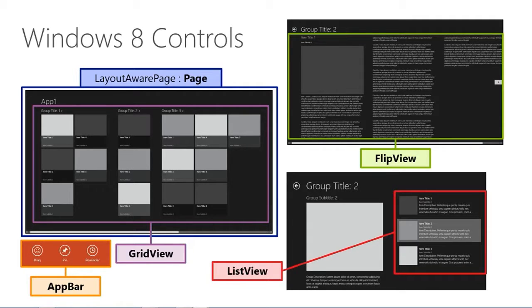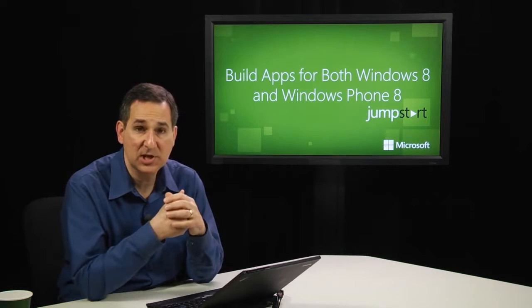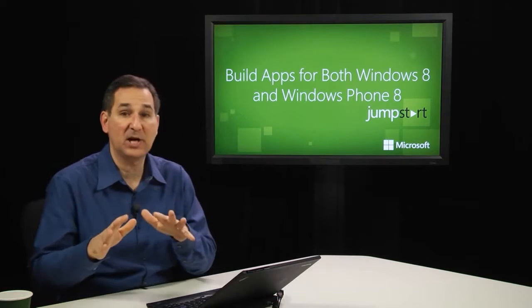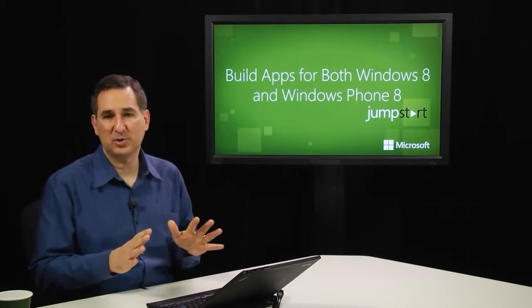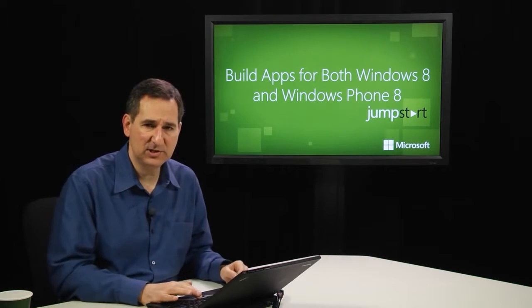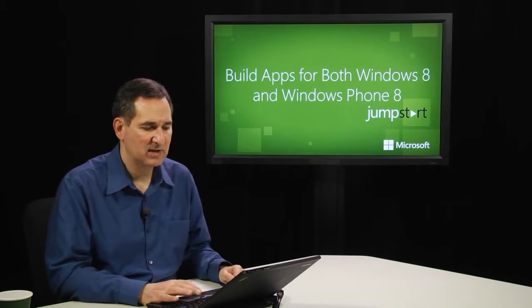So if you look at Windows 8 controls, most of the templates that you start with in Visual Studio for Windows 8 start off with a layout aware page that then gives you things like a grid view. Then you can add an app bar, the list view control, the flip view control. These are all standard controls that are optimized for the Windows 8 platform. In all cases, these controls are just not available on Windows Phone. And so if you're trying to build with controls that are available on both, you're building to a very limited set of controls, in fact.